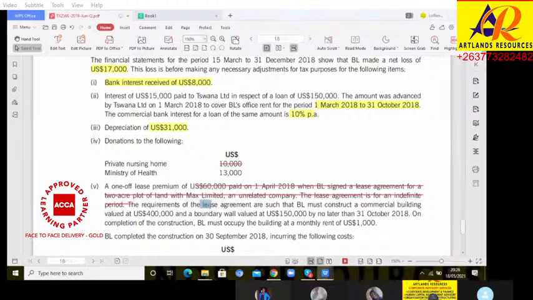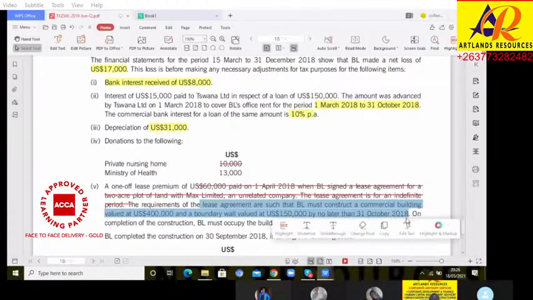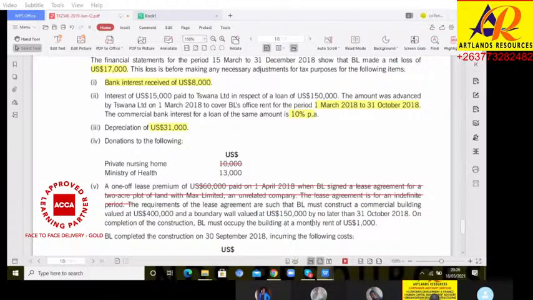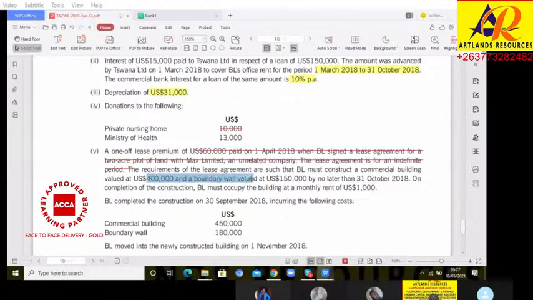The requirements of the lease are such that BL must construct a commercial property building valued at, notice the amounts, 400 for the building and a boundary wall valued at 150. So these are the amounts specified in the lease. It means if you exceed this, when you are calculating lease improvement allowance, we just calculate it on this figure, not on the actual. Now, upon completion, BL would pay monthly rent of 1,000. So we completed when? They are saying BL moved into the newly completed building on 1 October. So there's another expense there. We are renting a plot of land where we constructed these two. So the rent is 1,000 times November, December. So there's 2,000 rent. And then there is lease improvement allowance.